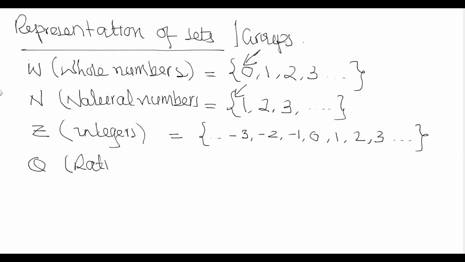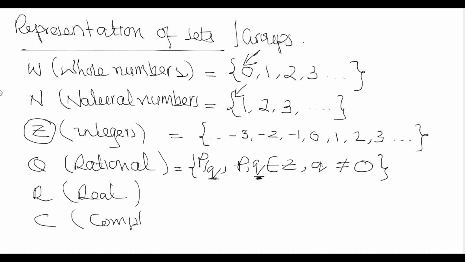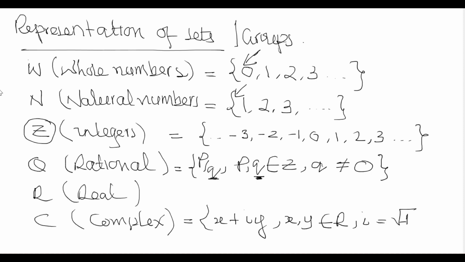Then we have the rational numbers. These are represented as fractions or ratios. So you have P over Q, where P and Q belong to the set of integers, and Q cannot be equal to 0. And then we have the real number set, which is everything rational and irrational. Then we have complex numbers. These can be represented by x plus yi, where x and y are real numbers, and i is imaginary. So that is something to remember.